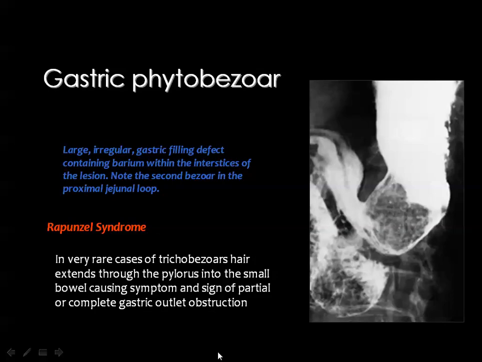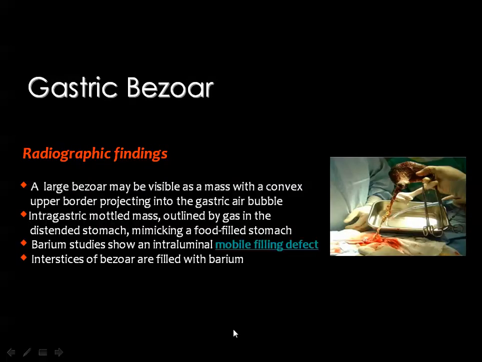Then if the bezoar has a component in the stomach and has extended into the small bowel, this is known as Rapunzel syndrome. And this is the surgical evacuation of one of the gastric bezoars. You know, the packed hair material is taking almost the shape of the whole cavity of the stomach.